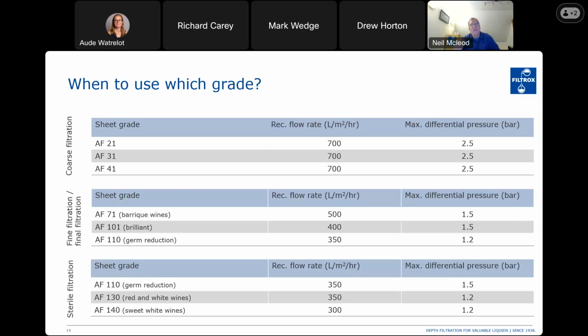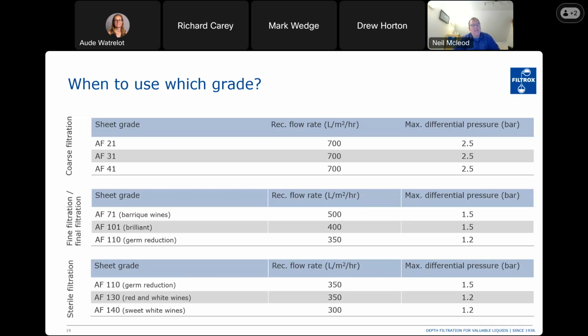Then we can go to the next stage, which would be a fine filtration. Now you can see we're already looking at reducing that unit flow rate because we're now starting to take out more smaller particulate, more delicate particulate, and we want to hold them within the structure and not push them through. And then we go to a final sterile filtration range of filter media, where we're looking at germ reduction, microbiological reduction in the first stage.